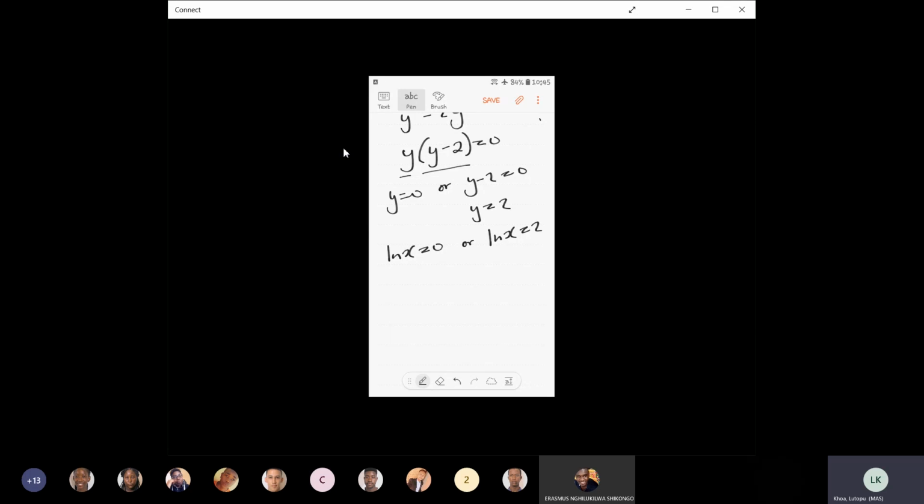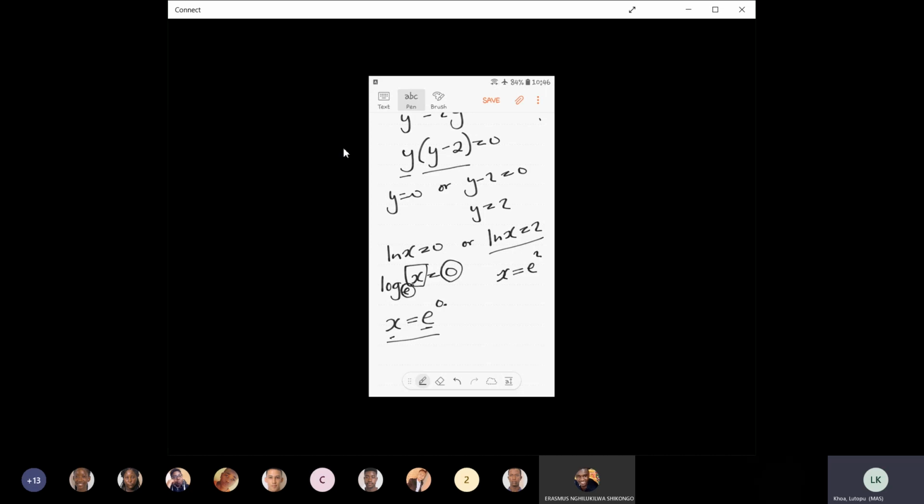Now ln of x means log to the base of e, so I can rewrite it like that. This is log base e of x is equal to 0. Then I write this in exponential form. It is base to the power of exponent is equal to the argument. So x is equal to e to the power of 0. So my base, exponent, argument. And then with this one as well, I do the same thing. This is x is equal to e to the power of 2.